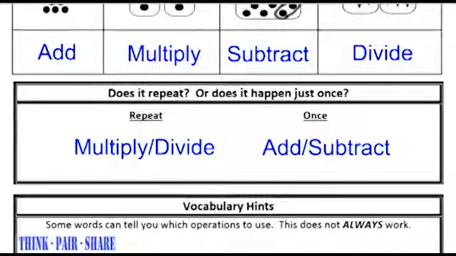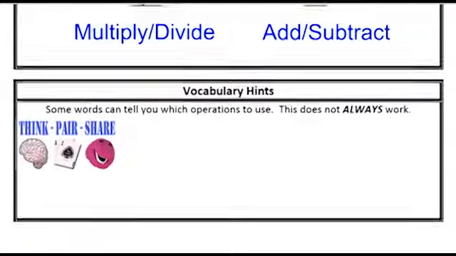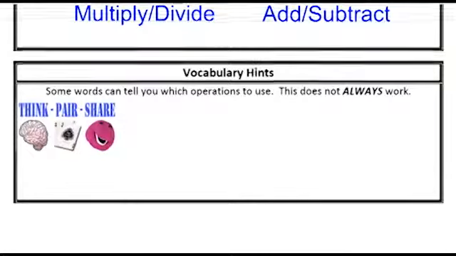A lot of teachers like to say that vocabulary hints are the best way to do it. This word means addition. This word means subtraction. This does not always work, and most of the time it has more to do with how the teacher teaches it and the word problems that they wrote. Brainstorm some of these vocab words, though, because they are good indicators. They are not the only way to do it, though.